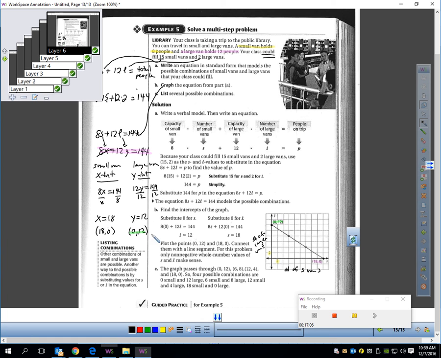Now, here's why you would graph this problem. This problem has multiple answers. Here's what this graph is telling me. I could take 0 small vans and 12 large vans and fit the whole class on the class trip. Here's another option. I could take 18 small vans and 0 large vans. Do you notice? Let me get my highlighter out. I see a couple more options. Here's one right here. I could take, for the class, 6 small and 8 large vans for the class trip, or I could take 12 small and 4 large vans. So this problem actually has 4 different correct answers to it.